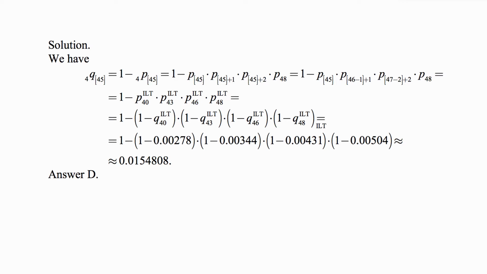And based on the information that we are given in the problem, that's the same as 1 minus the probability of survival in the illustrative life table of 1 year for age 40, times the same type of probability for age 43, times the same type of probability for age 46, times the same probability at age 48.